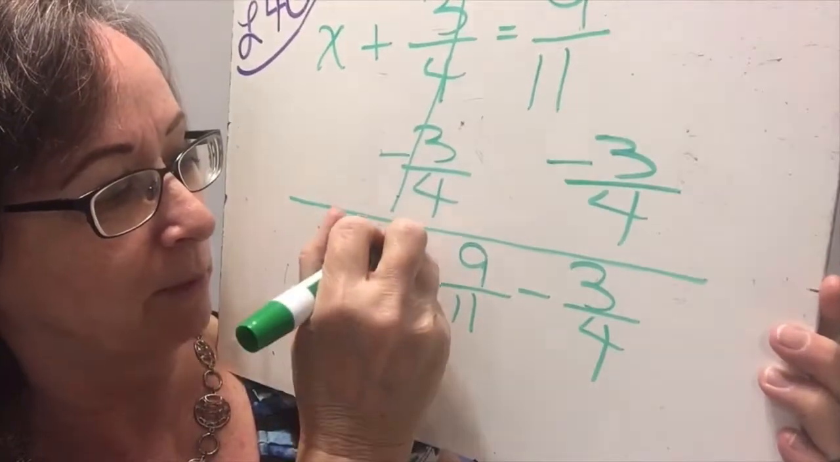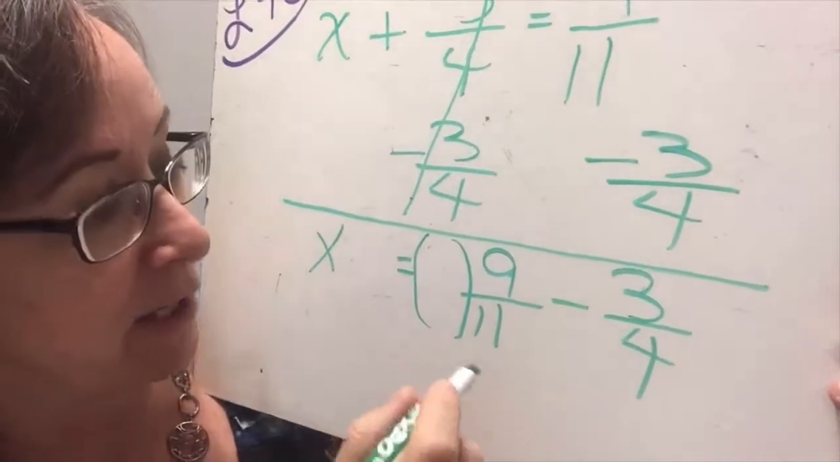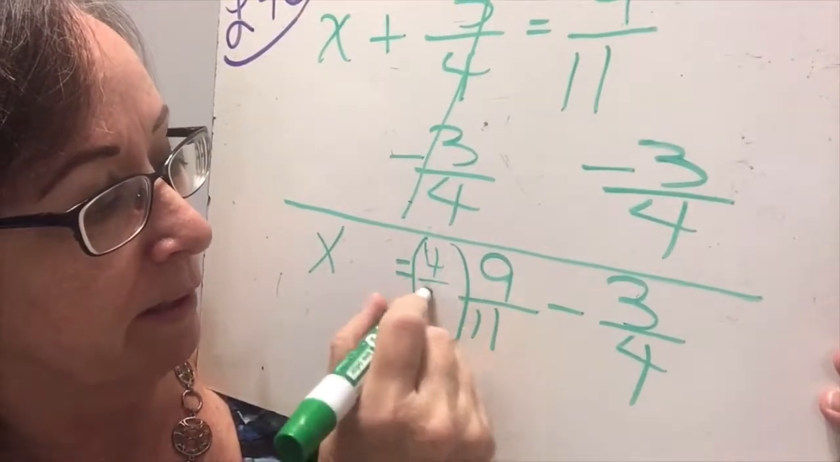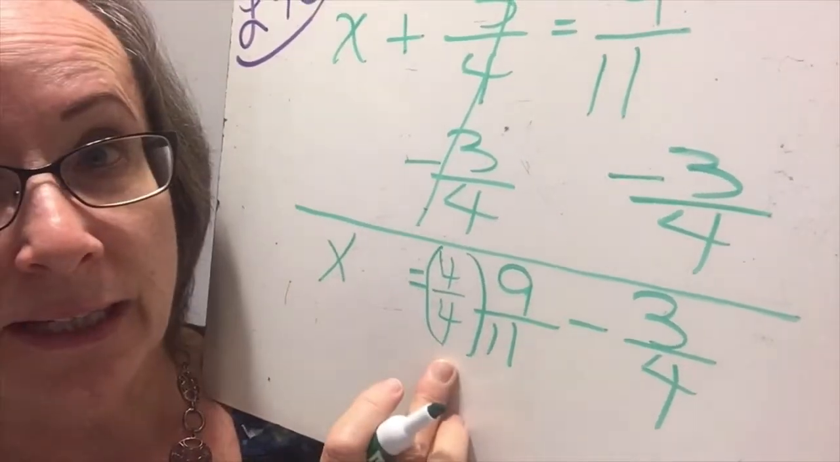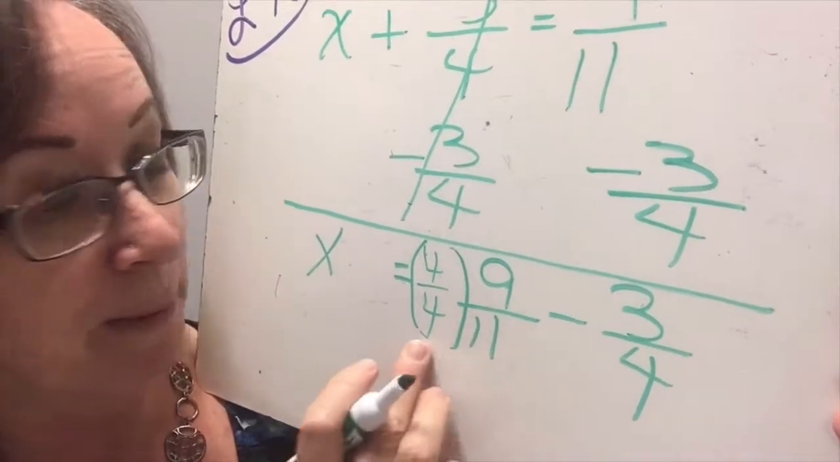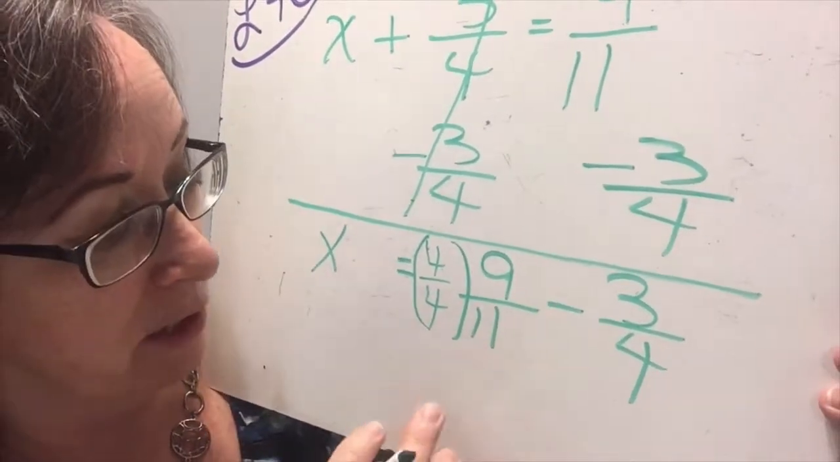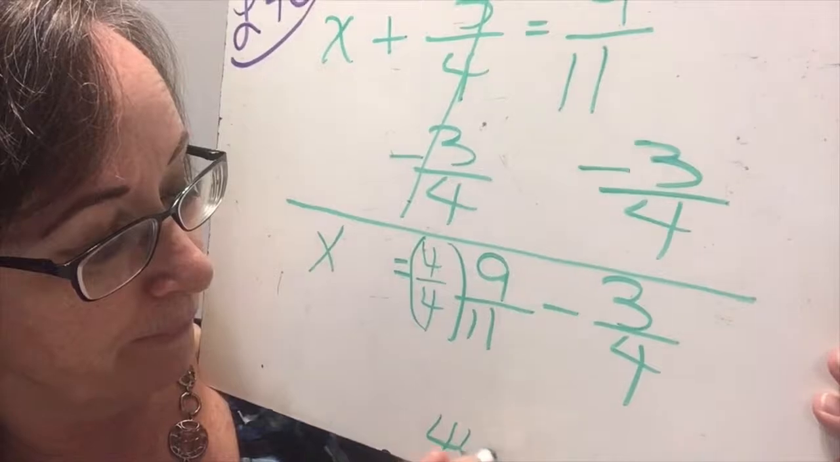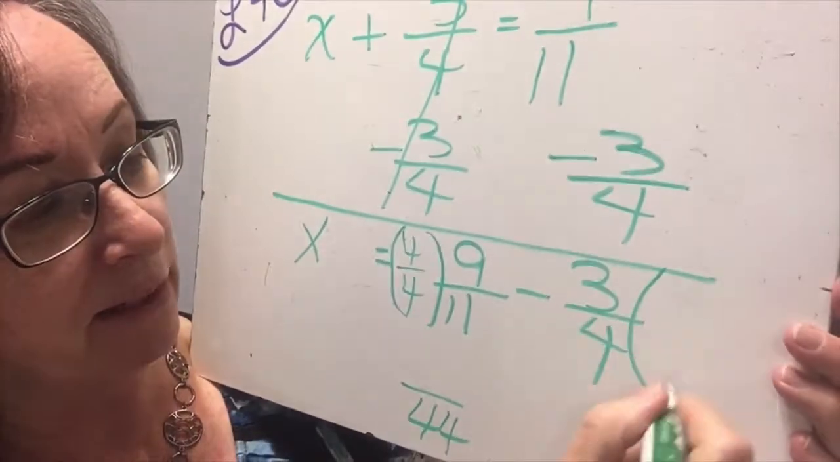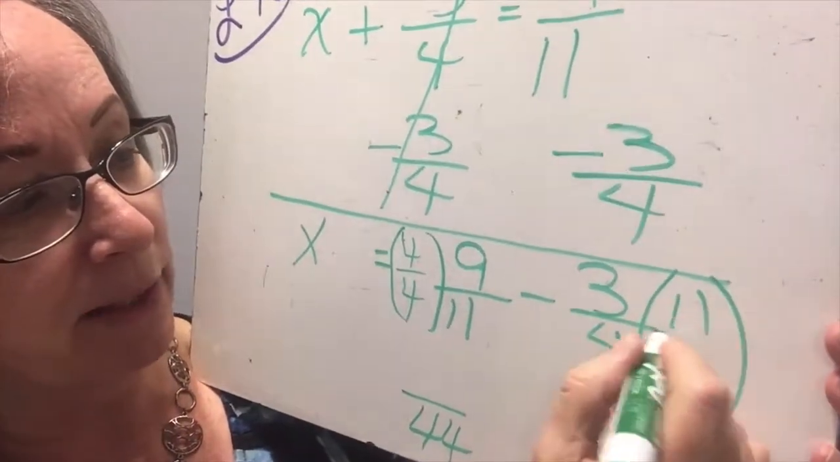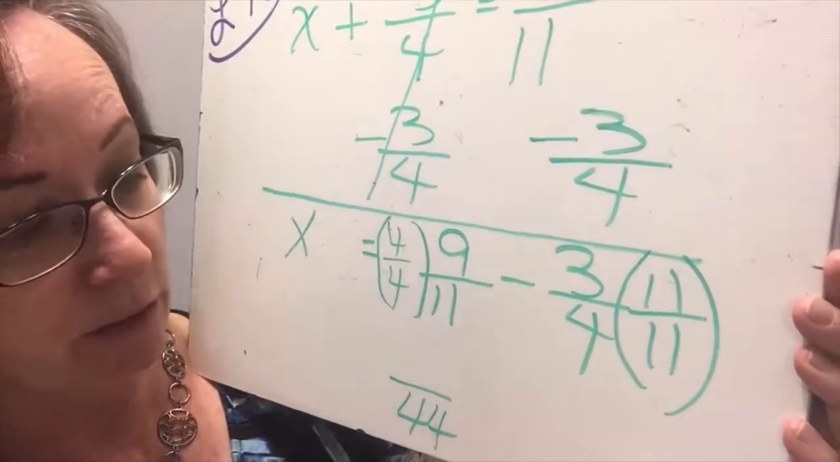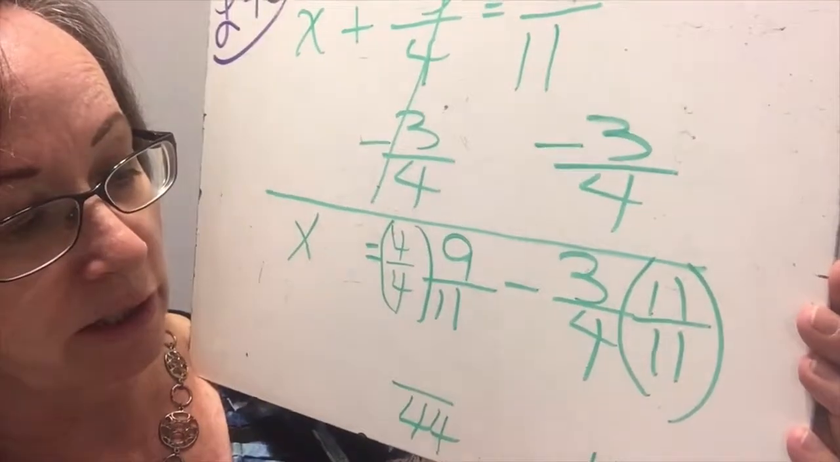So I'm going to multiply the first fraction by 4 over 4, because I know that 11 needs a 4 to be its partner in multiplication to get to 44. Okay, and then over here, I'm going to multiply by 11 over 11 to get a new fraction over 44.